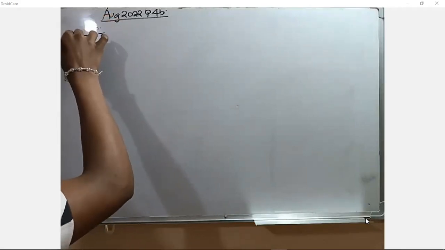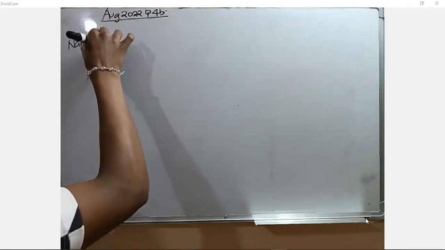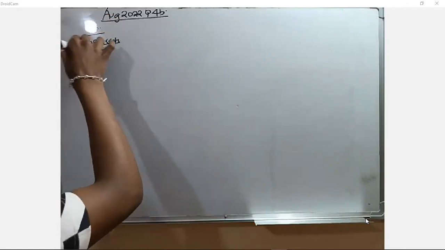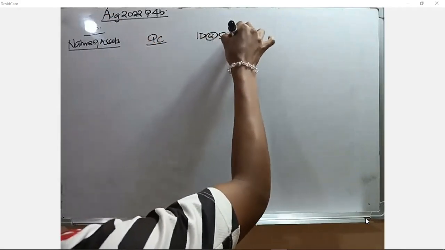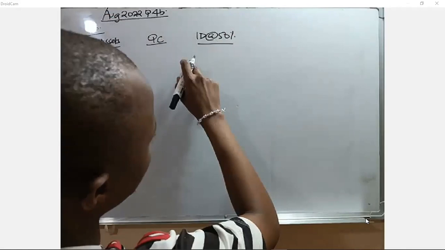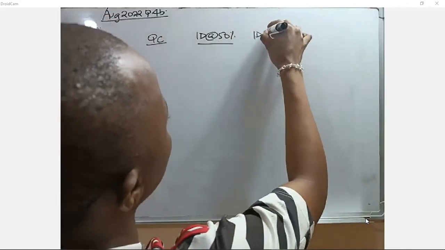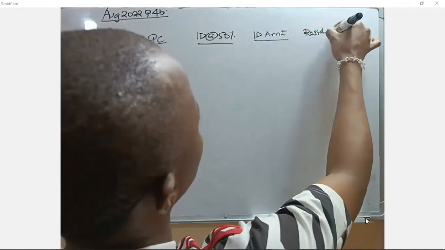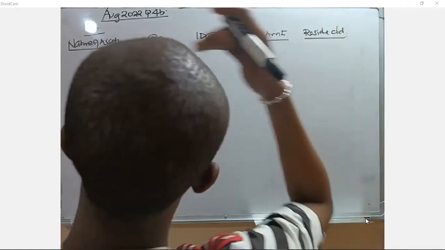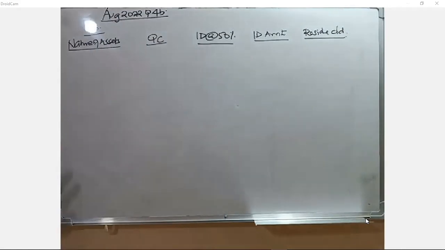So I will be able to look on the nature of assets, right? We look on the qualifying costs. We talk about ID at the rate of 50% now, because we said we grant 50 in the first year. Then we have ID amount. Then we have the residue carried down. Now, we look on the assets which qualify for investment deductions, right? That is the thing that I have to be checking from the question given.